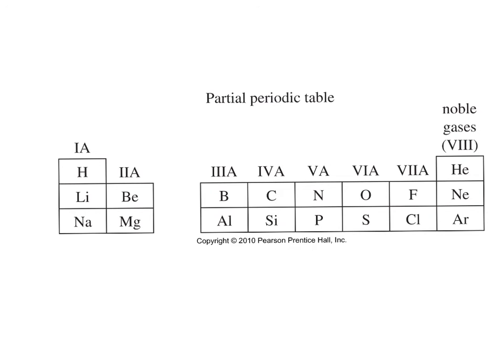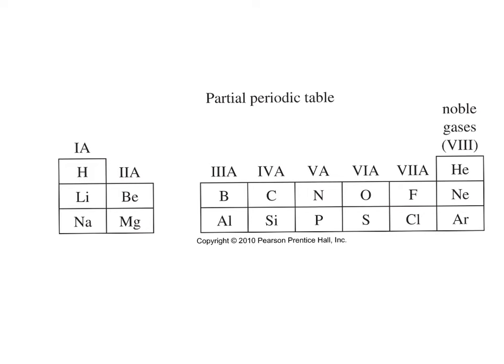So this is a partial version of the periodic table that's found in your textbook. If you look in the back of your book, there's a full periodic table, but this is the main part of the periodic table that we deal with in organic chemistry. There are some exceptions to that, but for the most part, these are the major players.